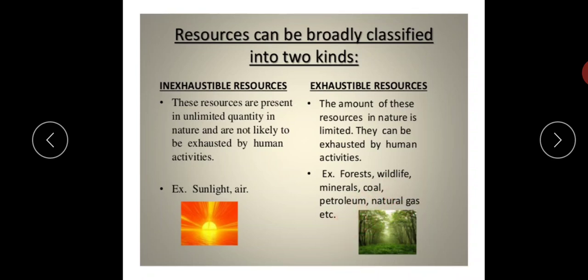So as it is used in more quantity, what happens? The resources start reducing. So they come under the exhaustible resources.